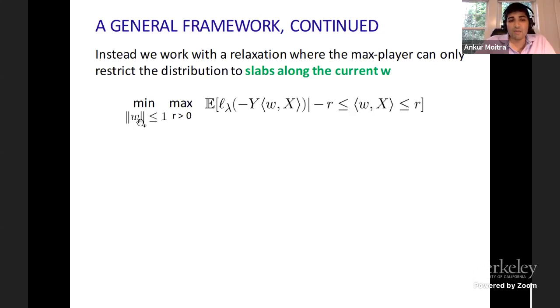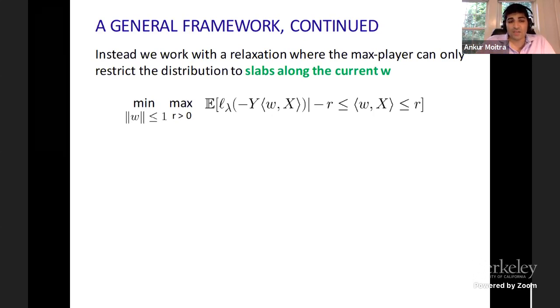So imagine that the min player chooses some hypothesis W. And again, we have this leaky ReLU loss that we look at in expectation. But now what the adversary is going to do is he's only allowed to restrict the distribution to some slab along W. So you take your data and you project it along W, the current hypothesis for the min player, and you restrict the distribution to the slab of all points which land in between -R and +R.